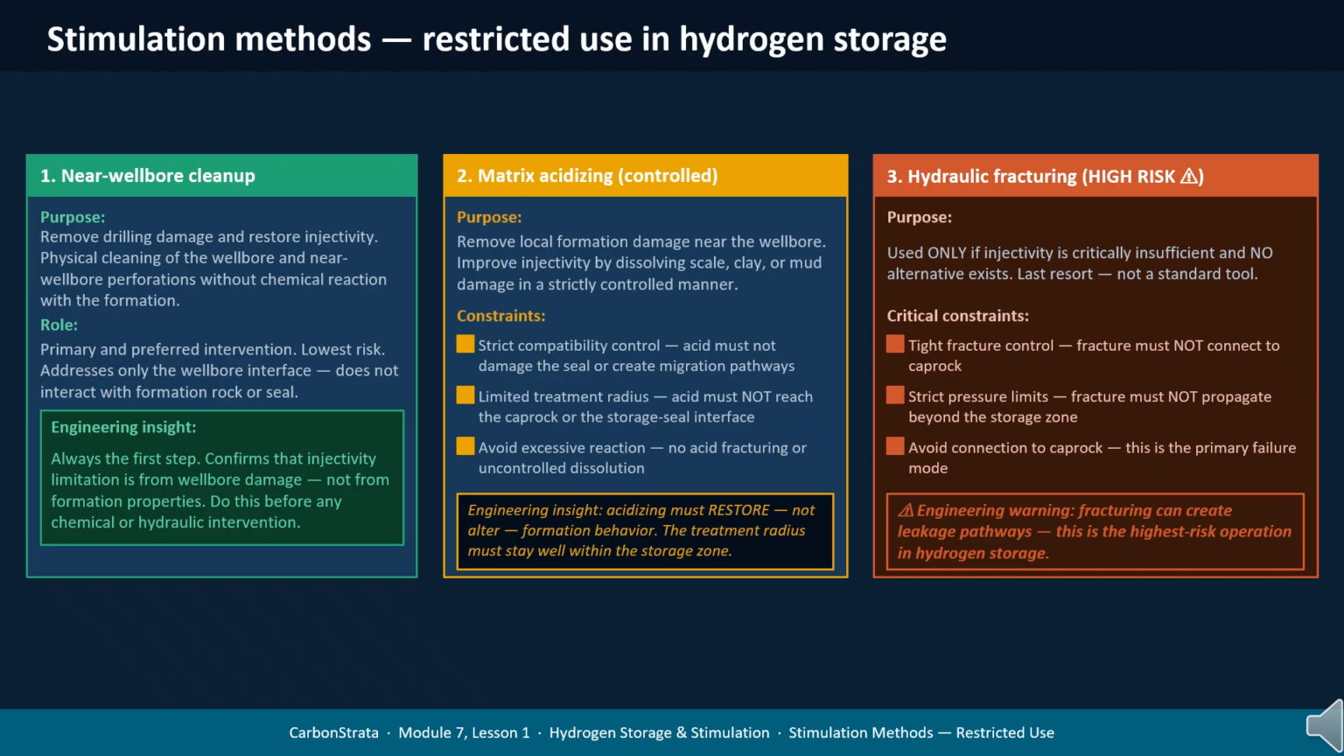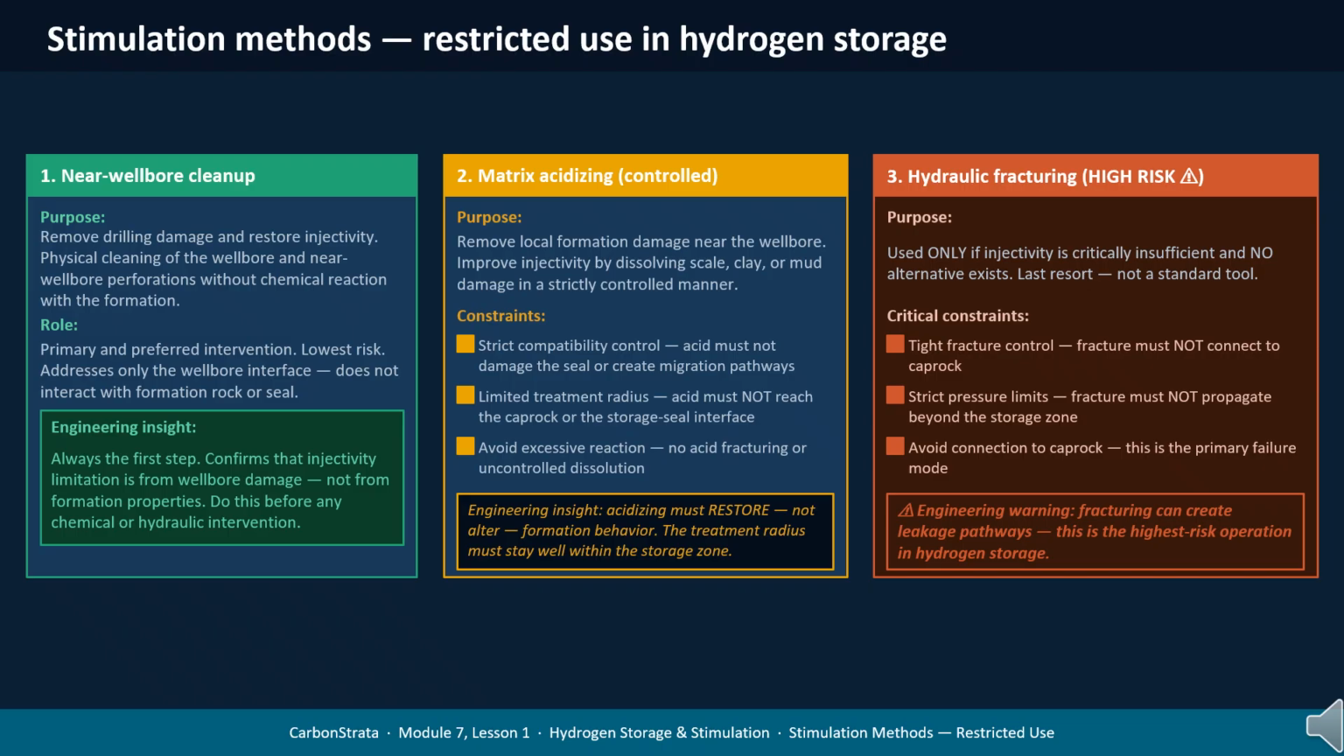There is a clear hierarchy of intervention. First, near wellbore cleanup. This removes damage close to the well without changing the formation or the seal. This is controlled. This is the safest option. The rule is simple. Start here. If injectivity is restored, stop.